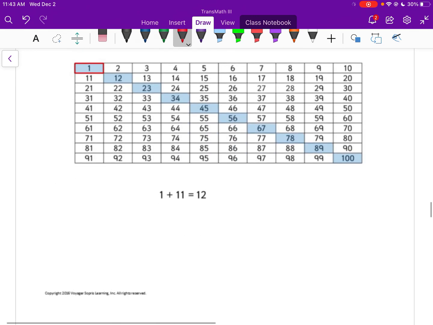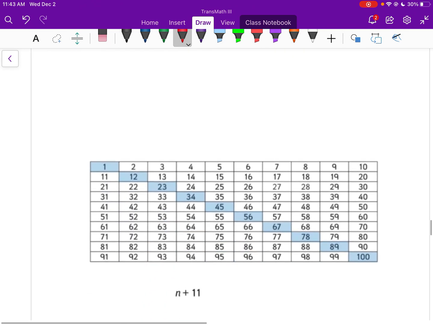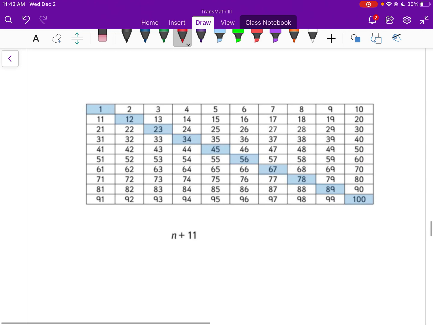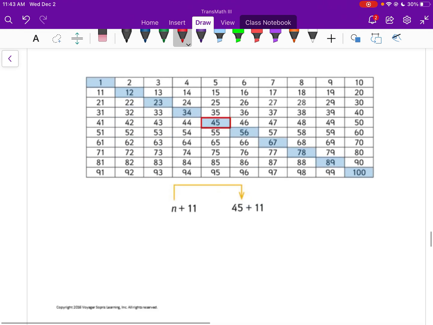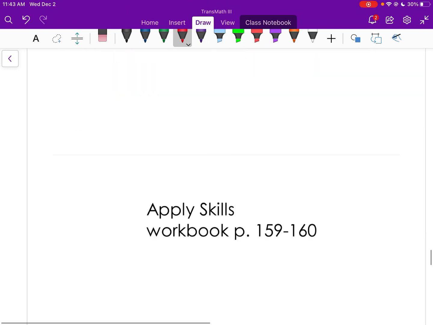So we started with 1. 1 plus 11 is 12. 12 plus 11 is 23. And it can go on until the end, until you get to 100. So like 45, what would the next one to be highlighted? Add 11 to that, and you'd get 56.